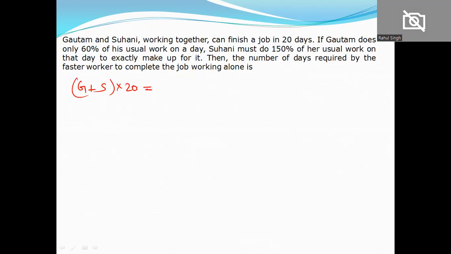Alright, if Gautam worked at 60% of his efficiency, and Suhani worked at an efficiency of 150%, the entire work got completed in 20 days again. So 20 cancels out 20, and G plus S will be equal to 6/10 of G plus 3/2 of S.